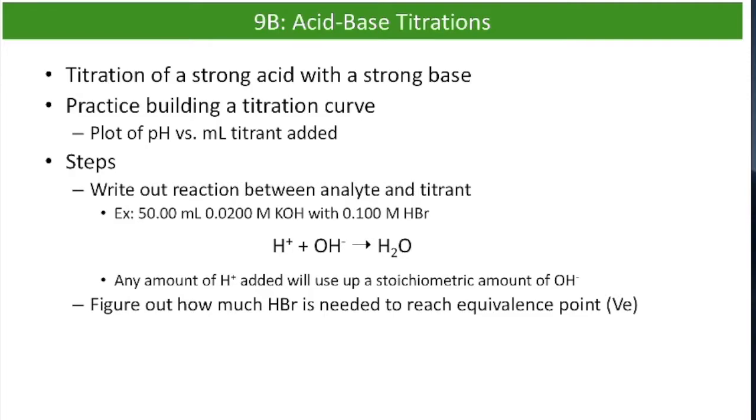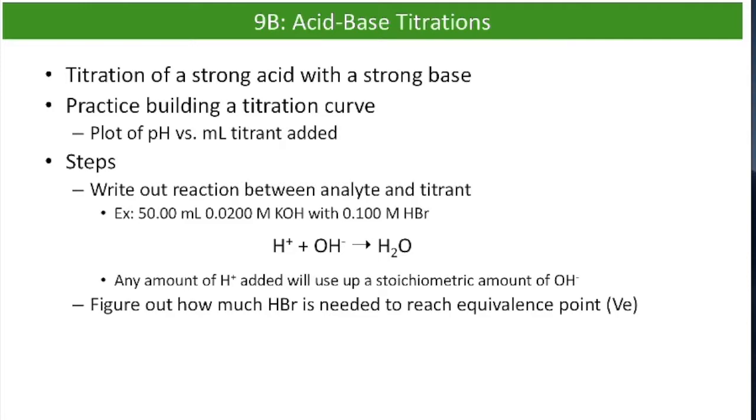So we're going to start with the titration of a strong acid with a strong base. We're going to practice building that titration curve, which is a plot of the pH versus the volume of the titrant added. And we're going to be going over the steps that are involved in determining the pH at different points on the titration curve.